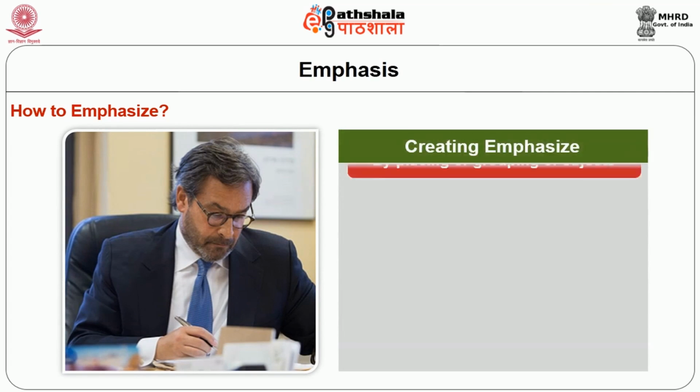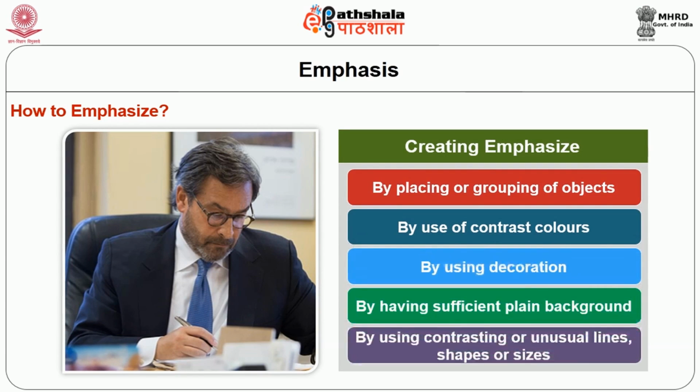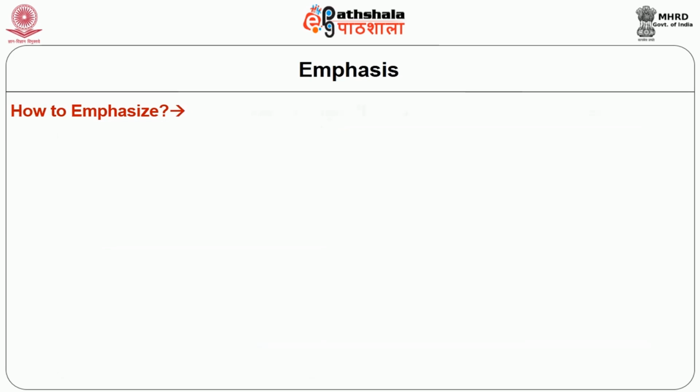They are as follows: by placing or grouping of objects, by use of contrast colors, by using decoration, by having sufficient plain background, by using contrasting or unusual lines, shapes or sizes. It is not necessary that only any one of the methods stated above should be used to create emphasis, but even 2, 3 or even all the 5 methods could be applied in any area to emphasize.